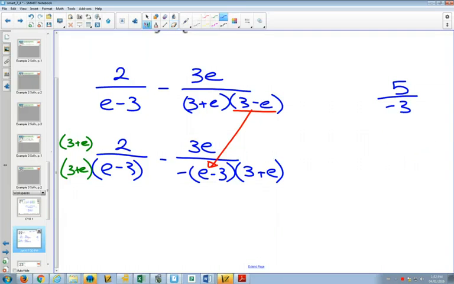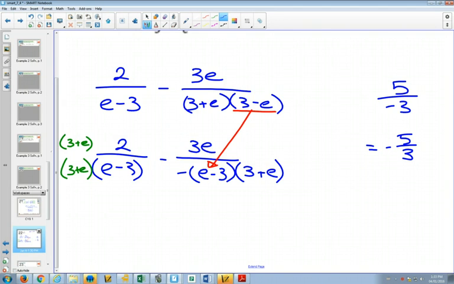Is it the same as this? Yes. Is it the same as this? Negative out in front. Yes. So when you have a fraction that's negative, that negative can be in the denominator, the numerator, or in front.